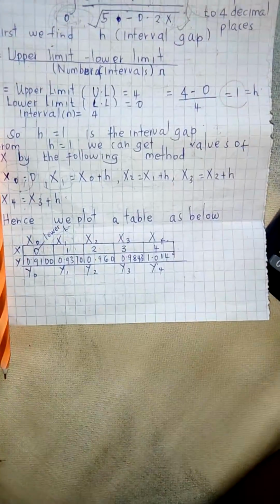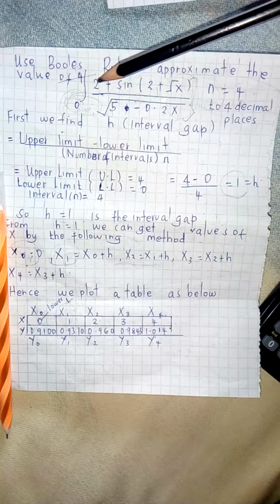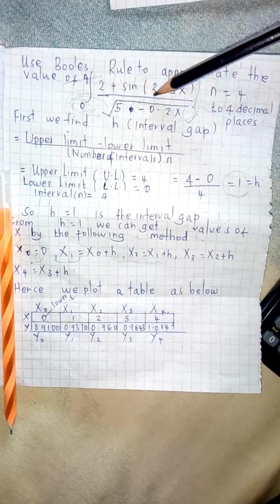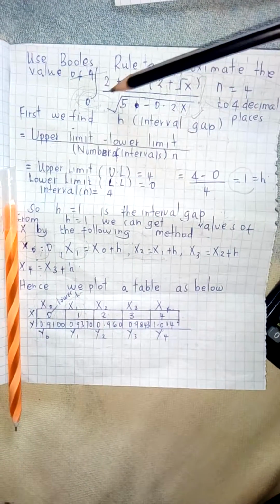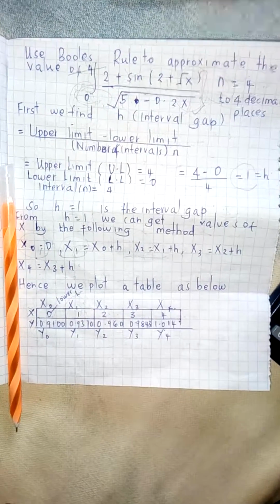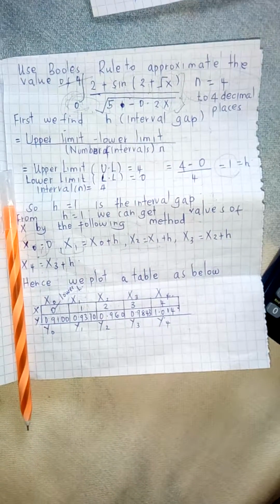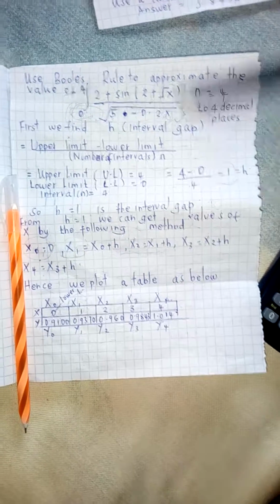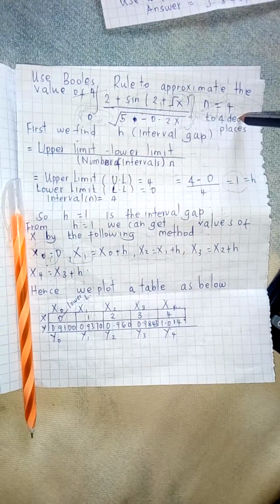So I want us to look at this example here. Use Boole's rule to approximate the value of the integral from 0 to 4 of (2 plus sin(2 plus x)) over the square root of (5 minus 0.2x). You are told to give your answer to 4 decimal places and you're given the number of intervals as 4. So how do you go about it?